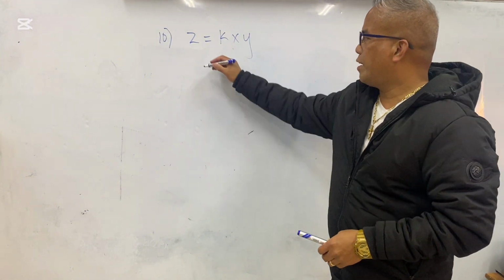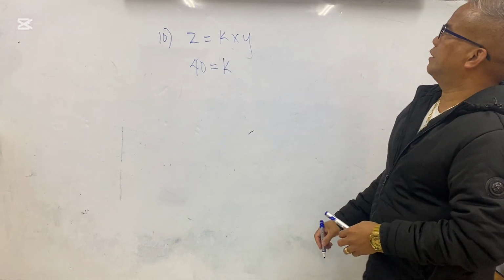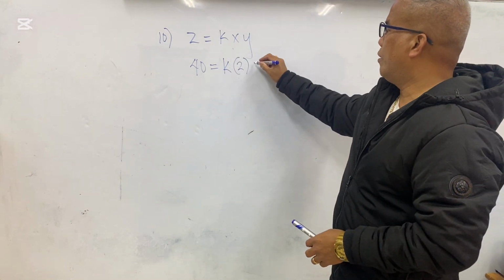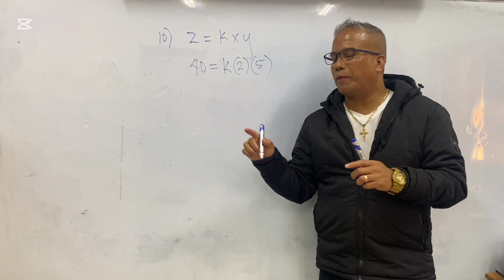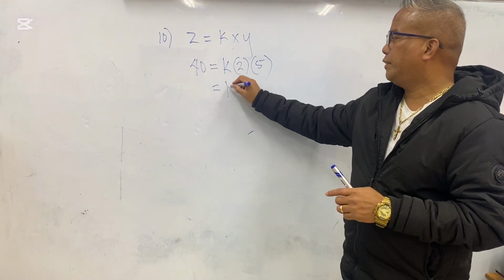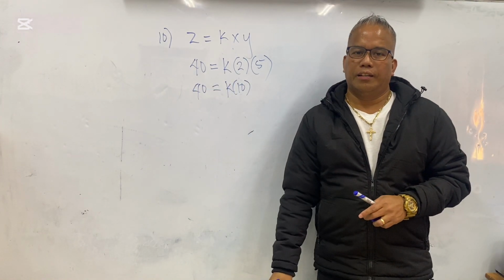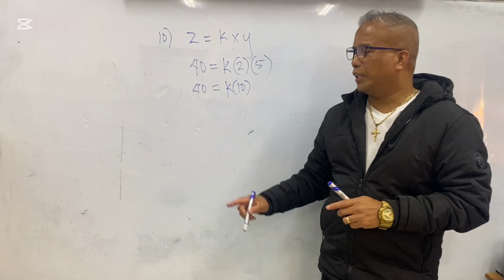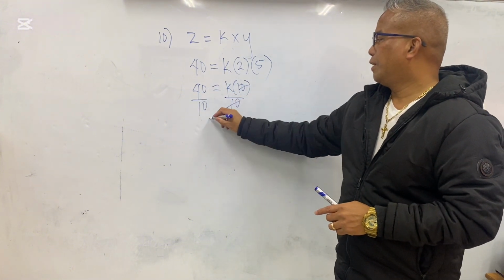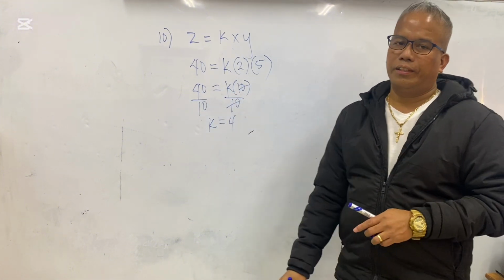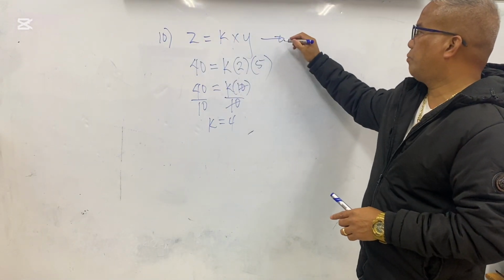Then the value of z is 40, equals k, then x equals 2, then y equals 5. So all you have to do is multiply 2 times 5, the answer is 10, which is equal to 40. To find the value of k, the constant of variation, divide both sides by 10. k equals 4. Now the question, find z, so we will use this formula.